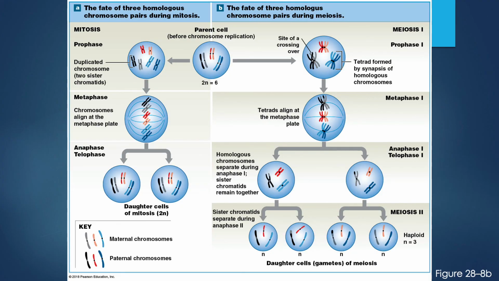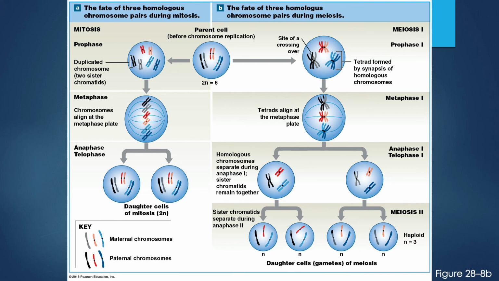Figure 28.8 shows you what happens during mitosis as compared to meiosis. So starting off at the beginning, we have a parent cell. The parent cell here is a diploid cell, meaning that it has the full complement of genetic material. So it has one haploid set from the mother and one haploid set from the father. And so on mitosis, this is all of our somatic cells again.